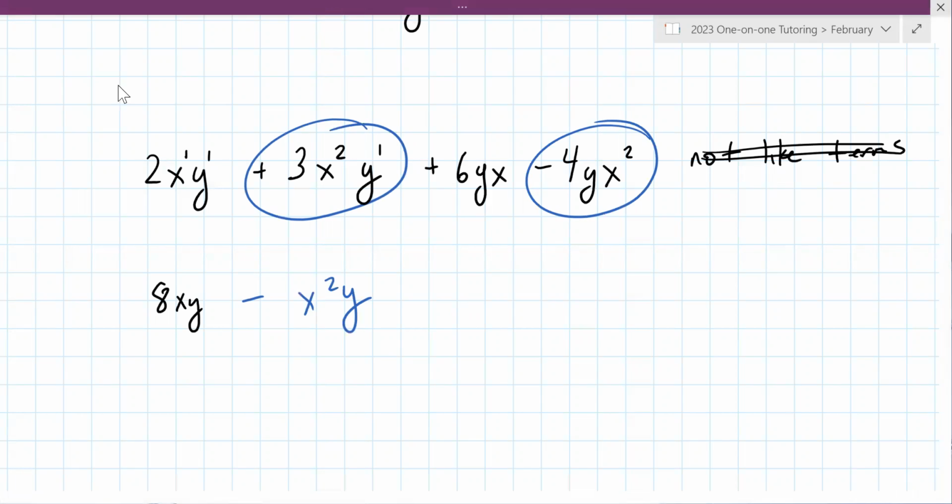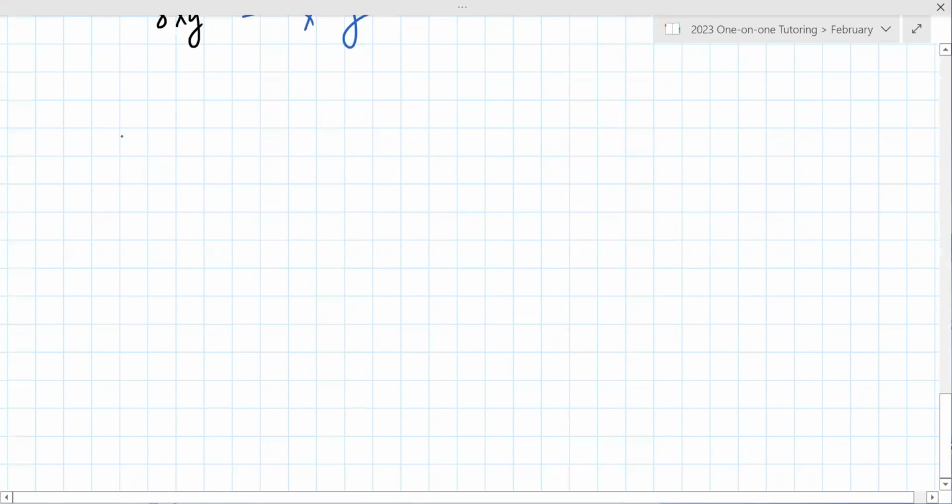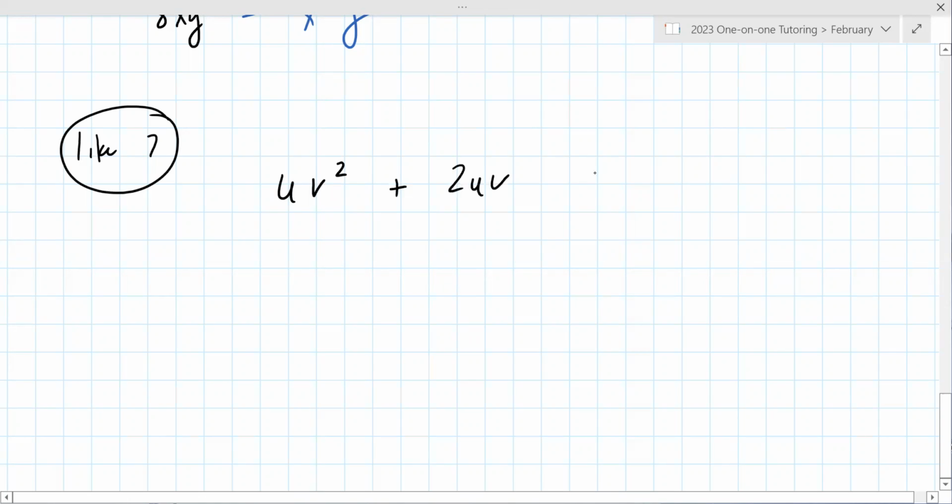So let me give you one like 7 now to try. I think you know enough to try it here. And let's see if we can get you to answer this correctly. So let's go uv squared plus 2uv minus 3v squared u minus uv. Go ahead and try simplifying this on your own, please.